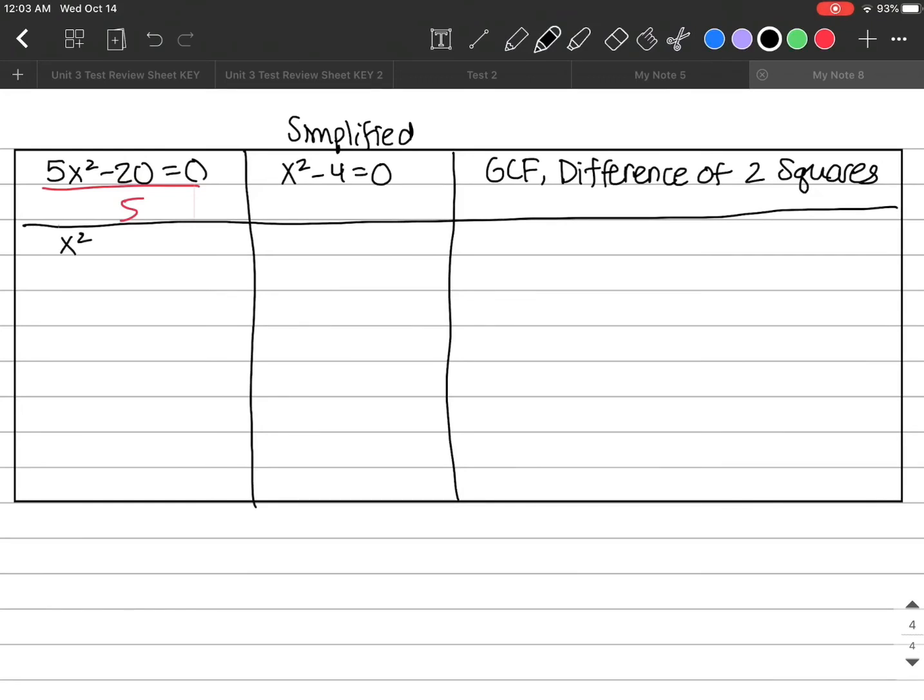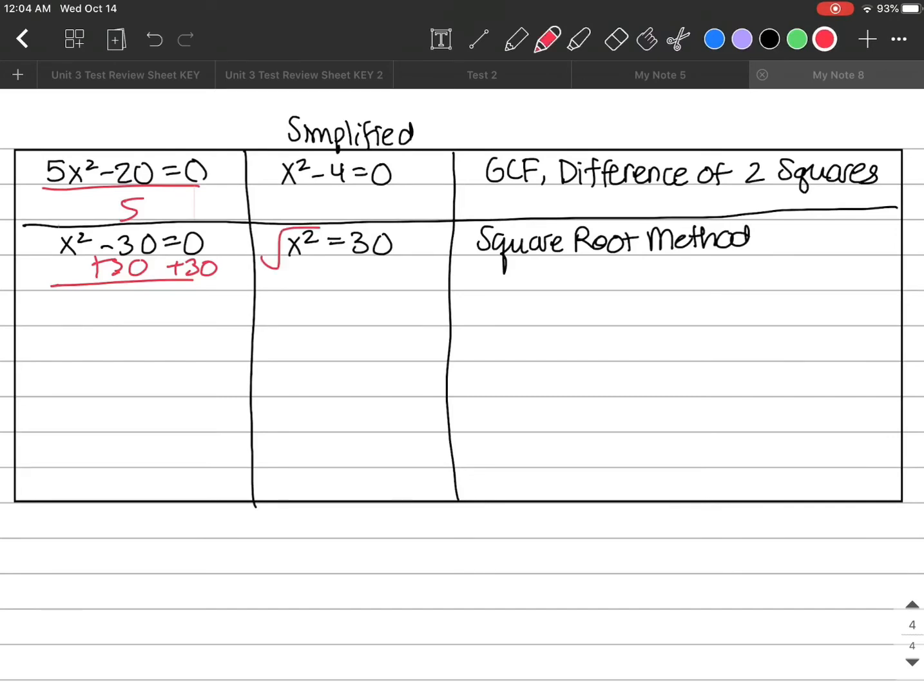For an example that looks like this, I have x squared minus 30 is equal to 0. I know I can't simplify that. It's already as simplified as it will be. I have two terms there, but they're not perfect squares. But I do have something squared and a constant, so I know I'm going to use the square root method. What will make that super clear is if I add 30 on both sides, I get x squared is equal to 30. Then I can see I could take the square root of both sides to find my answer.